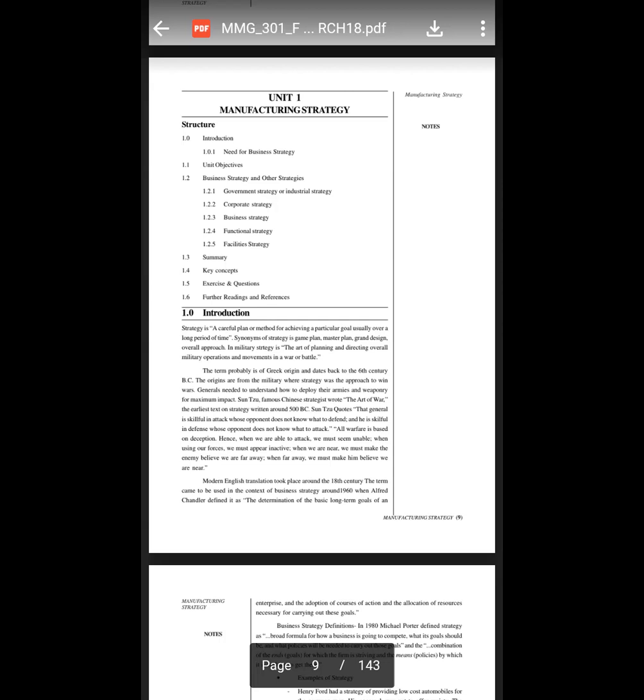Now see, there are lots of people who have written innovative words upon strategy. A general needed to understand how to deploy the armies and weaponry for maximum impact. One of the Chinese wrote it as The Art of War, the earliest text on strategy, written around 500 BC. That general is skillful in attack whose opponent does not know what to defend, and he is skillful in defense whose opponent does not know what to attack. So this is a kind of strategy.